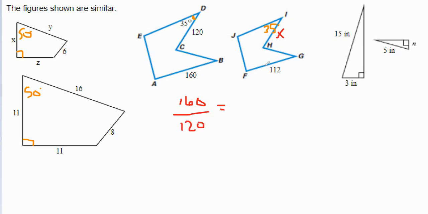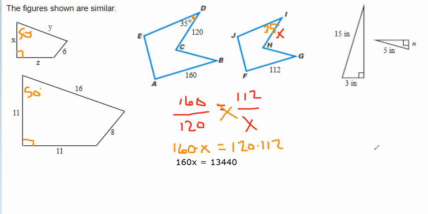And the figures are similar. That means they're going to be proportional. That means that FG is going to be over HI. So notice how this side corresponds or matches up with the other side there, FG. So I'm going to say 112 over X. And from here, it's just a cross multiplication. So 160 times X equals 120 times 112.